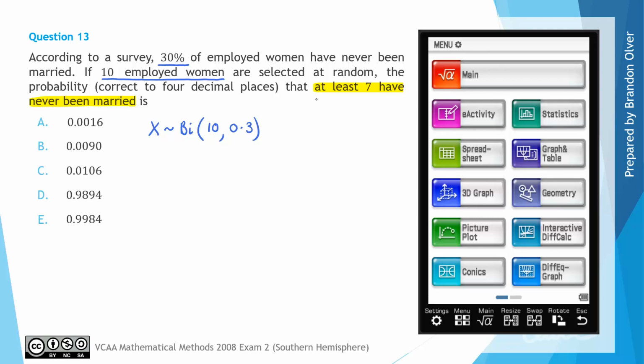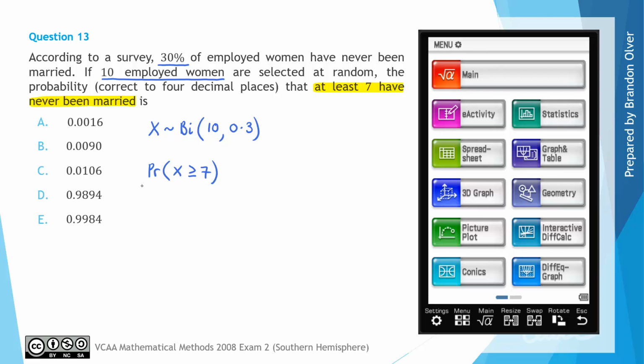So the question then goes on to say, the probability, correct to 4 decimal places, that at least 7 have never been married. That's the part that I've highlighted, and that's so that we can get this statement correct. So the probability that X is at least 7 is greater than or equal to 7, so 7 is included. And this is what we want to calculate using a CAS calculator.